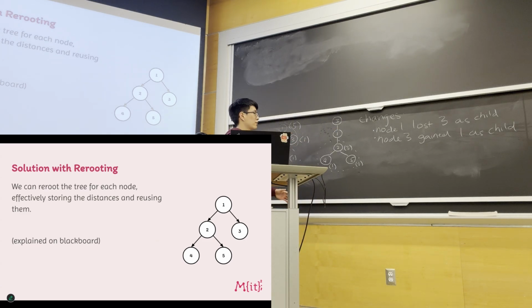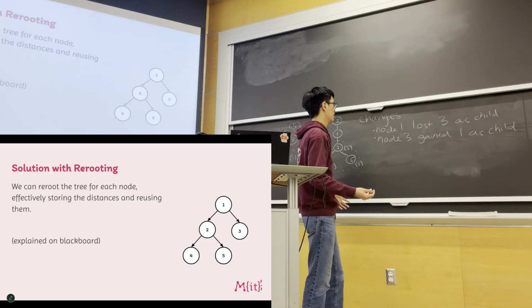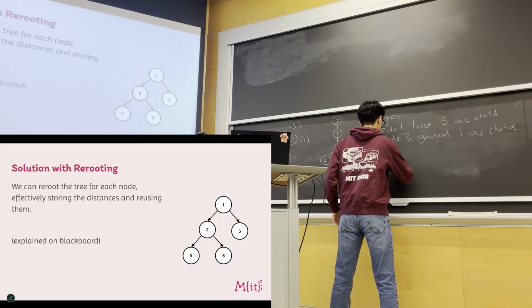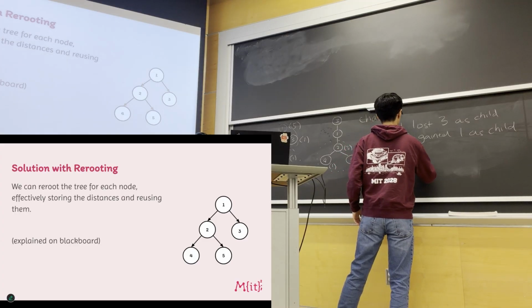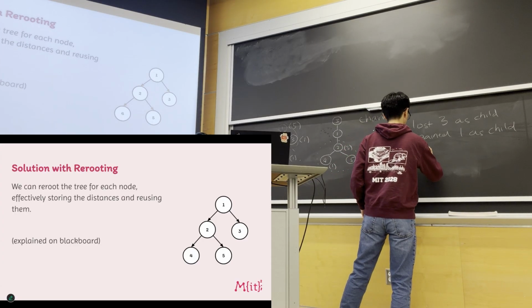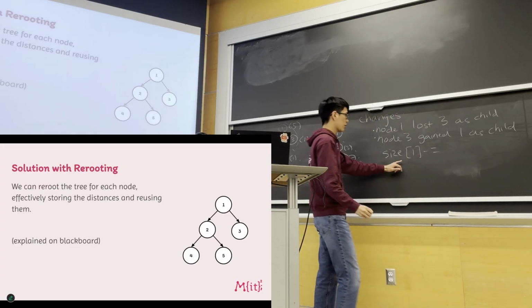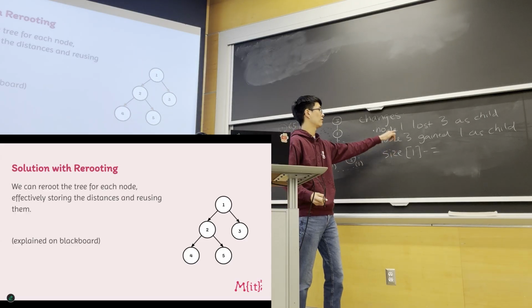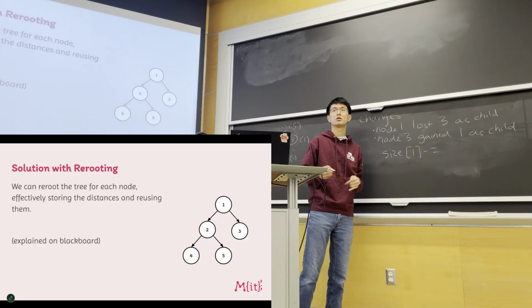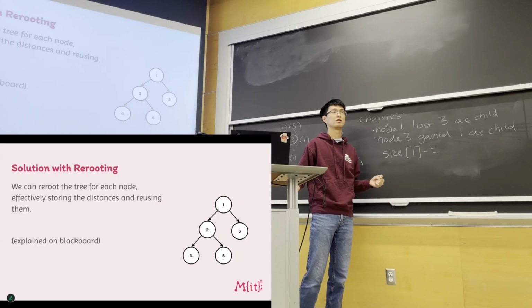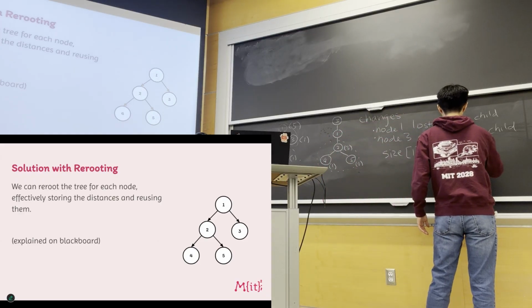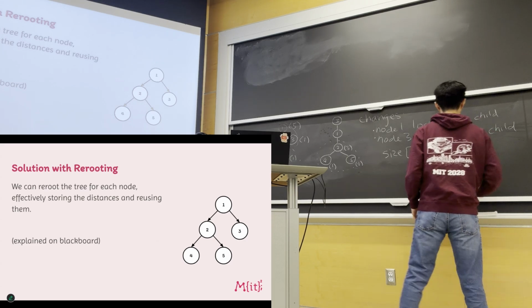So we can just think about this intuitively. When node 1 loses node 3 as a child, how can we update node 1's subtree size? What can we subtract from node 1's subtree size to reflect this change? Can anyone give me a... Yeah, exactly. So we can just subtract the subtree size of node 3.